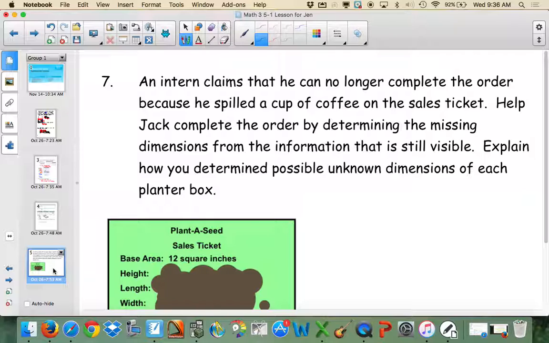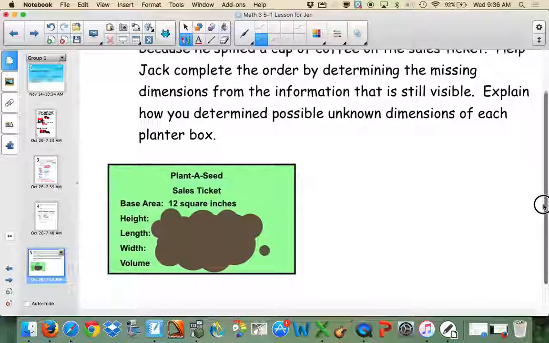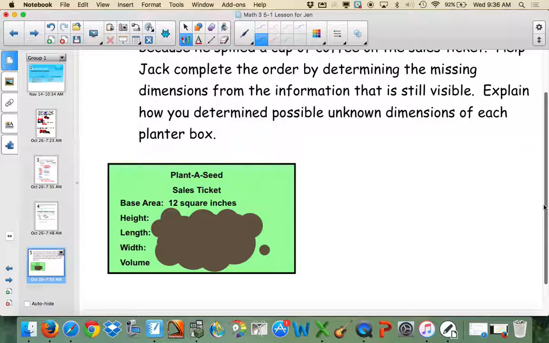But we need to help Jack complete the order by determining the missing dimensions from the information that's still visible. So there's not much. Apparently this was really potent coffee, and we can't see the rest of the height, the length, the width of any of this. And then we want to explain how it is that we figured this one out. All right, well, all we got is that we know that the base area is going to be 12 square inches. So we don't know the height, that's my x. Don't know the length, the width, or the volume of this thing.